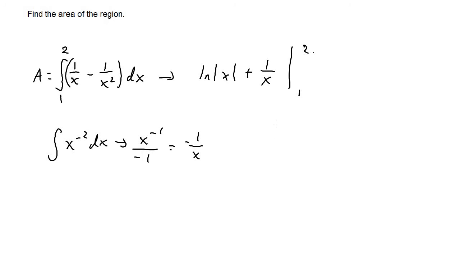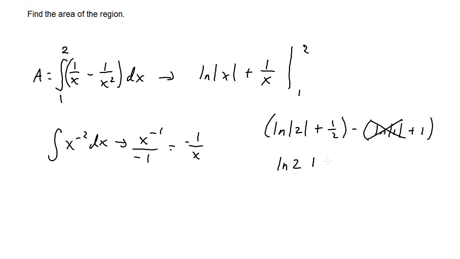So when I plug in 2 for x, we get ln absolute value of 2 plus 1/2. And minus, when I plug in 1, we get ln absolute value of 1, and then plus 1 over 1, which is 1. Now ln of 1 is 0, that will cancel. We have ln absolute value of 2, which is just ln of 2, plus 1/2, and then minus the positive 1, so minus 1. Now 1/2 minus 1 is negative 1/2, so we get the natural log of 2 minus 1/2 as our final answer.